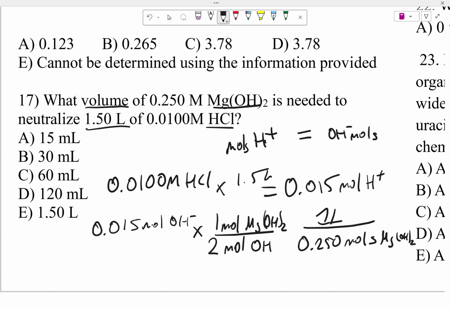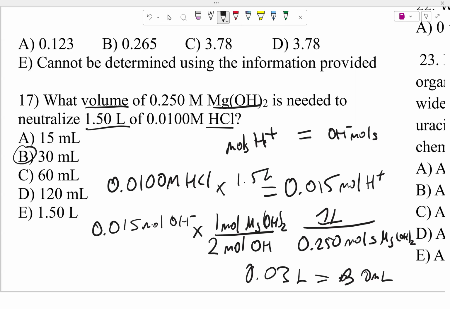Okay? And so the answer in this case, let's see. So 0.015 divided by 1 over 2 divided by 1 over 0.25. I got a value of 0.03 liters or 30 ml. Okay? Are there any questions regarding this?